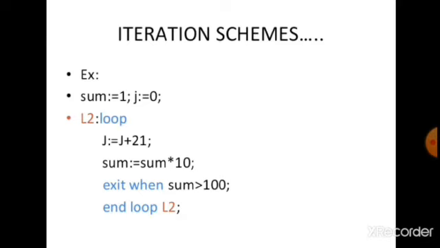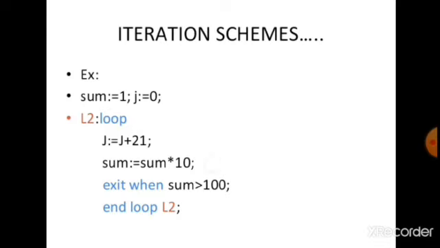Sum is equal to 1 and j is equal to 0. Okay, and L2 is called the loop label. Next, loop is a keyword, and next I have written one sequential statement, j is equal to j plus 21, and next sum is equal to sum into 10, and I have written exit when sum is greater than 100. Okay, and next end of the loop. Here sum is equal to 1 and j is equal to 0, loop. But one important thing is, without checking any condition, it is going to execute this body of the loop.